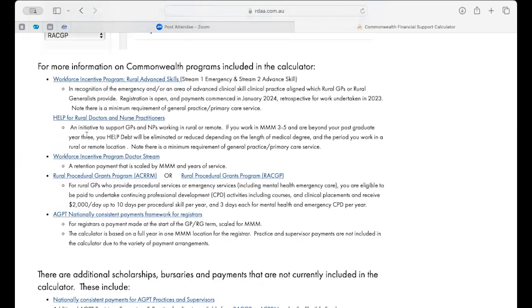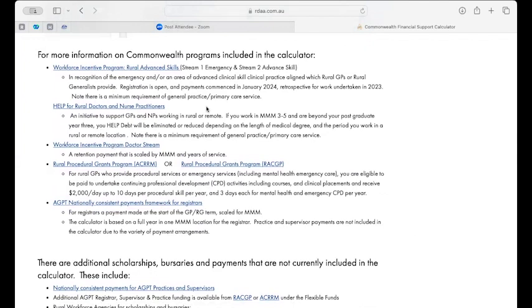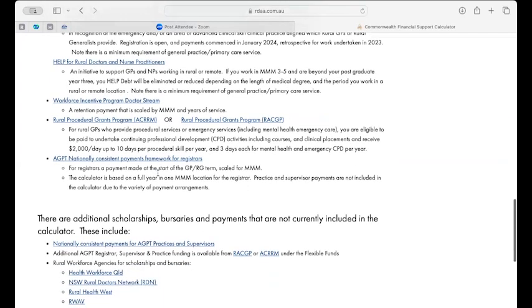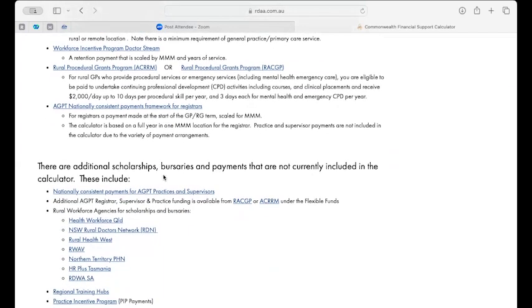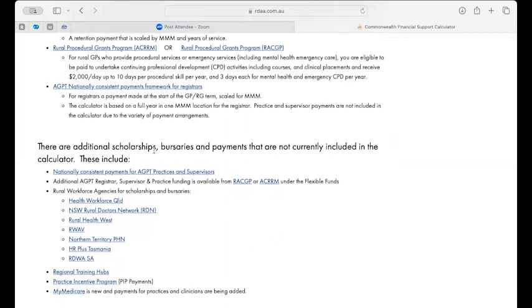We have tried to build it into the calculator, but it is really important that you also understand the full detail. In addition to the incentives that are in the calculator, it's like a good advert, but wait, there's more. There are additional scholarships, bursaries, and payments that aren't currently included in the calculator. So as I mentioned, we included the AGPT registrar payment in the calculator, but we haven't included the payments for the practices or the supervisors under the nationally consistent payment framework.